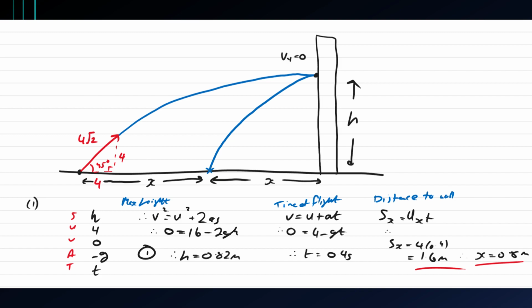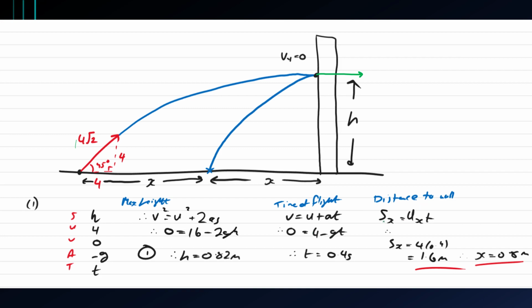So unlike the previous ones, I've actually split this one up into parts, so it's not one big long solution. But here's the diagram again. So initial velocity is 4i plus 4j, given this. So the max height is where the final velocity in the y direction is 0. So we get the height is just 16 over 2g, which is 0.82 meters. The time of flight is 4 minus gt, so t is 0.4 seconds.